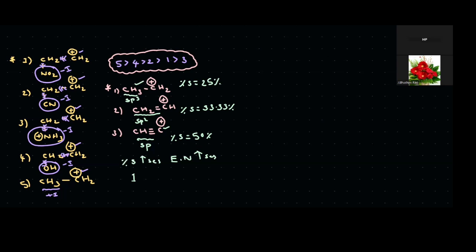So the stability of the carbocation depends on the percentage of S character. Okay, percentage of S character. It is very, very important. So these are a few important questions on the stability of carbocations. So next, another one is stability of carbanions.